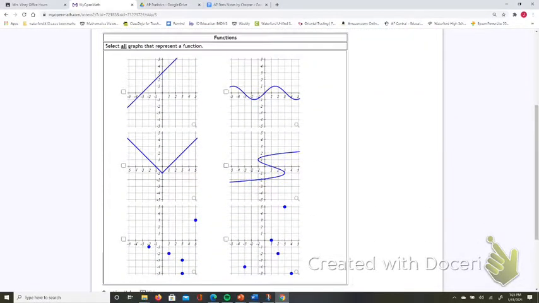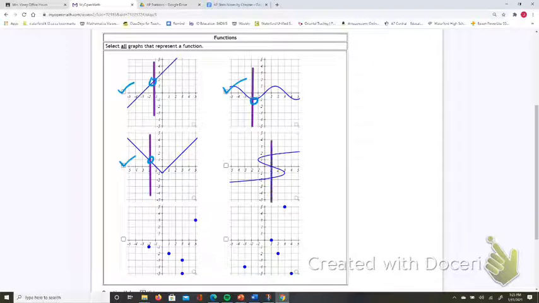Okay, number 3, we're going to do the same thing that we did a minute ago. We're going to draw a vertical line. It only touches it once. Yes, it's a function. We're going to draw a vertical line. It only touches once. Yes, it's a function. We're going to draw a vertical line. It only touches it once. Yes, it's a function.